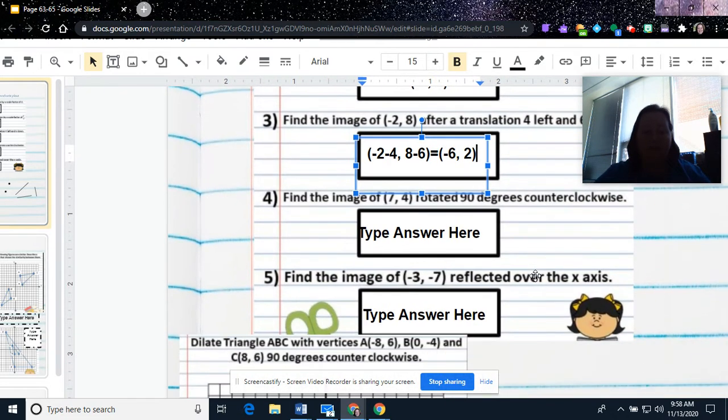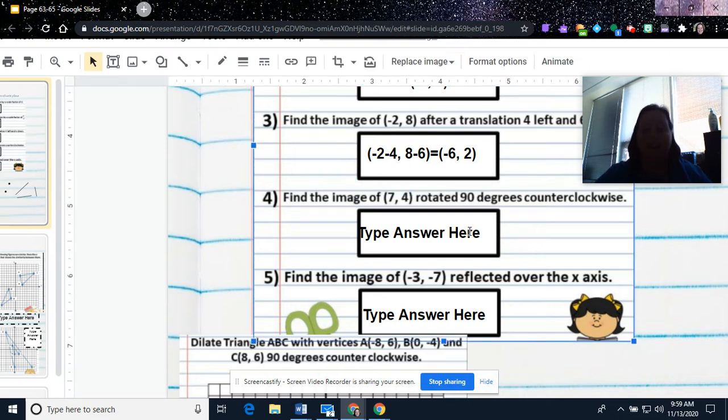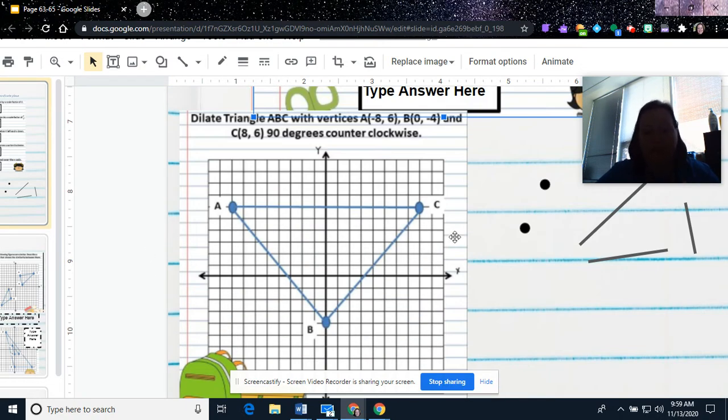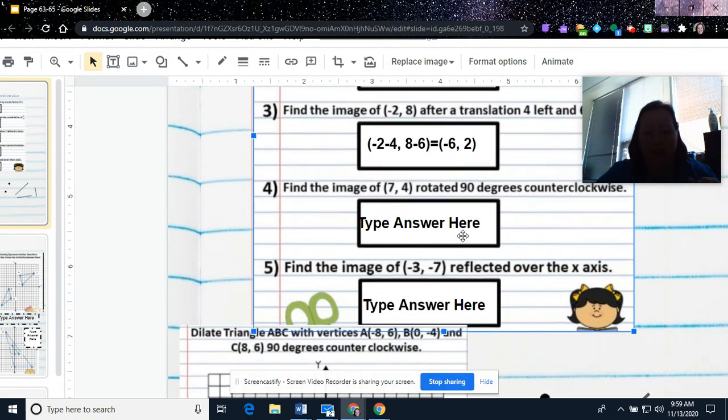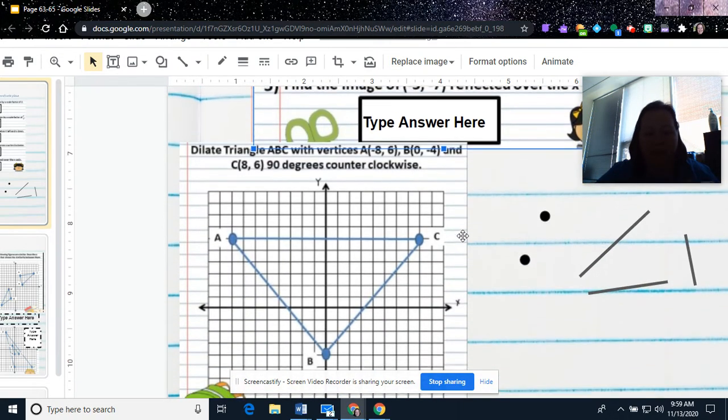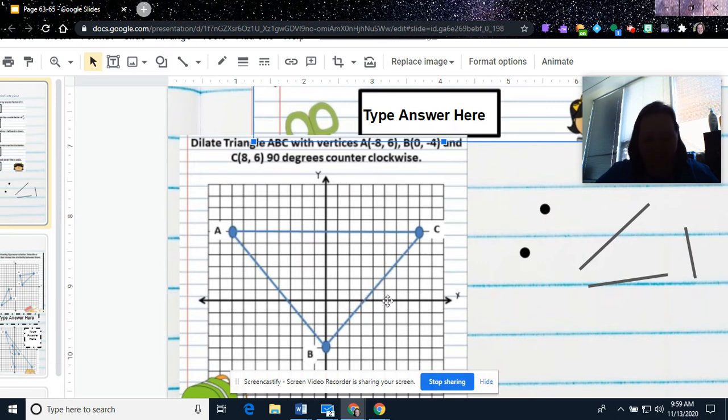And then number 4 says find the image of (7, 4) after you rotate it 90 degrees counterclockwise. So if we visualize here, I'm going to go to a different page, or yeah, I'm going to just come down here so you can visualize. If you have (7, 4), so 1, 2, 3, 4, 5, 6, 7, 1, 2, 3, 4, and you're rotating it counterclockwise, it's going to bring it over here. So what you're looking for is your new x is going to have to be negative, and your new y is going to be positive since it's in this quadrant.